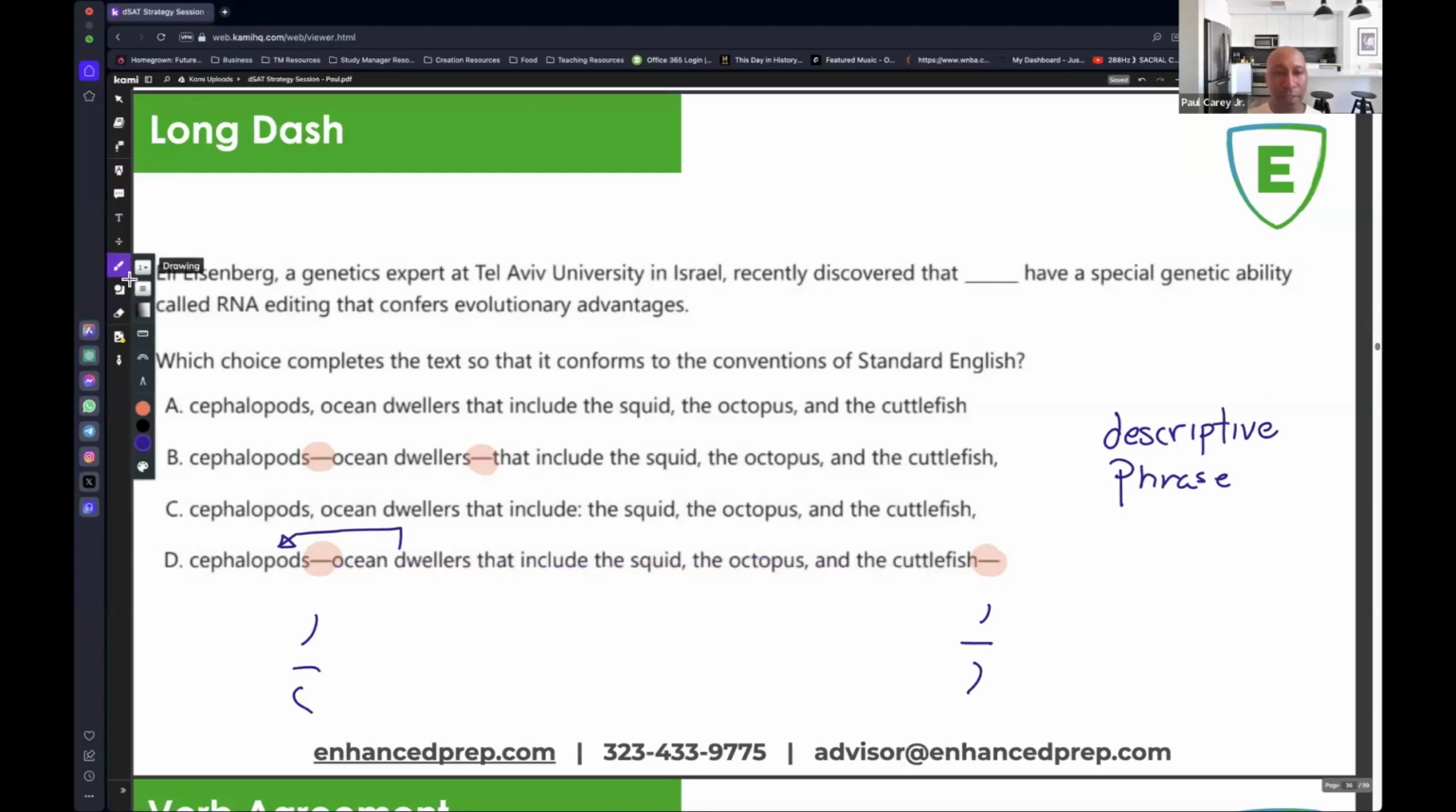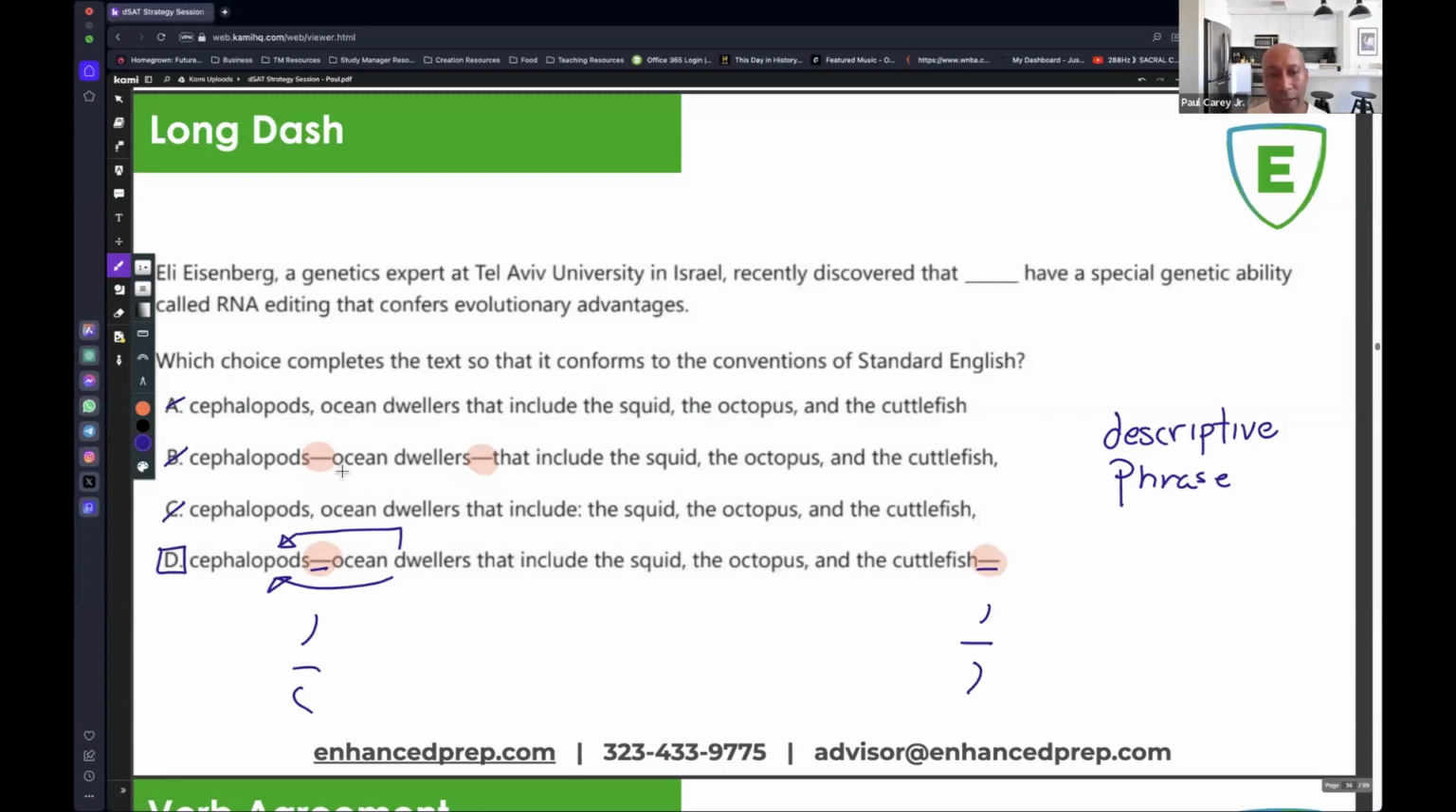What is this sentence saying? It's saying ocean dwellers that include squids, octopus, and cuttlefish. So this is a description of these cephalopods, right? So this is why this is a descriptive phrase. And whenever you have this type of situation, then you can separate that with dash and dash, comma and comma, or you could have parentheses and parentheses. So we know that our answer choice in that case is going to end up being D. Okay? So always be on the lookout for dash, dash, or comma, comma, or parentheses. This is just one of those easy ways to kind of work through that.